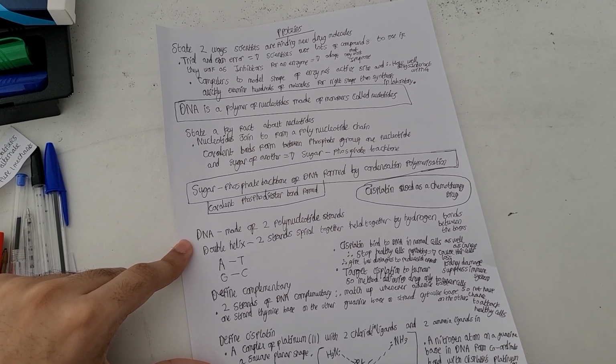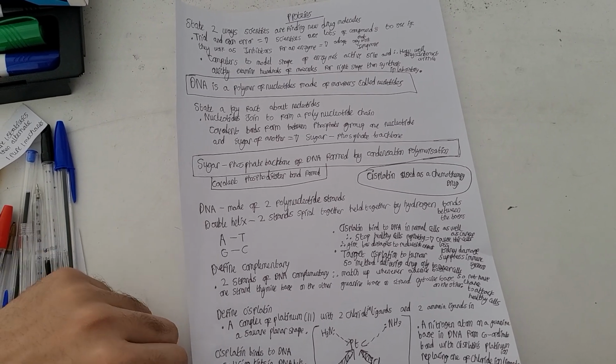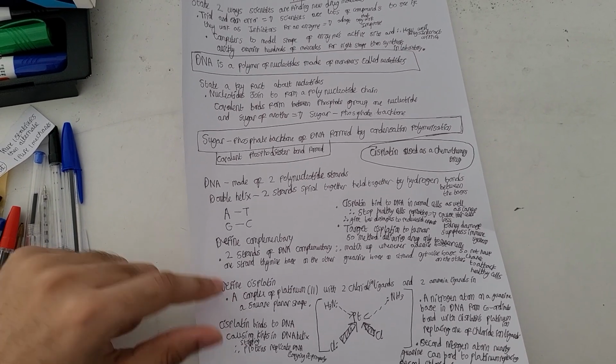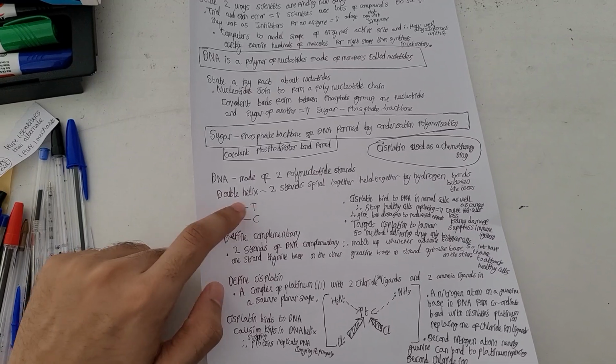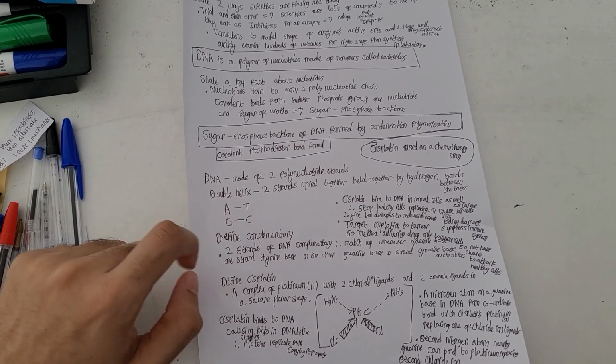DNA is made of 2 polynucleotide strands. Double helix: 2 strands spiral together, held together by hydrogen bonds between the bases. Adenine always bonds with thymine. Guanine always bonds to cytosine. A to T, G to C.